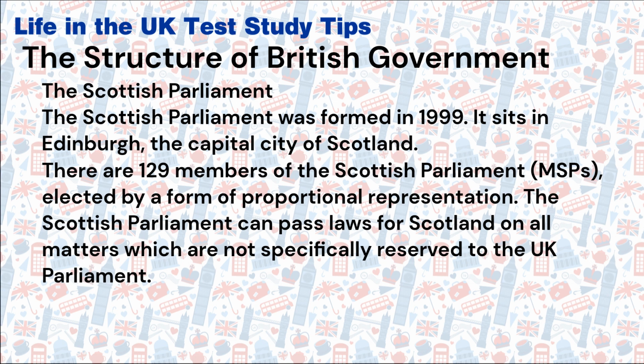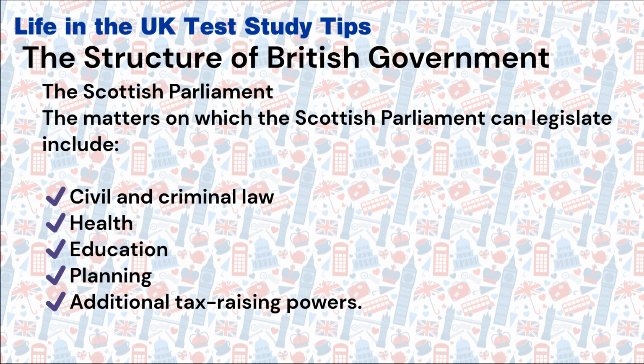It sits in Edinburgh, the capital city of Scotland. There are 129 members of the Scottish Parliament, MSPs, elected by a form of proportional representation. The Scottish Parliament can pass laws for Scotland on all matters which are not specifically reserved to the UK Parliament. The matters on which the Scottish Parliament can legislate include civil and criminal law, health, education, planning, additional tax-raising powers.